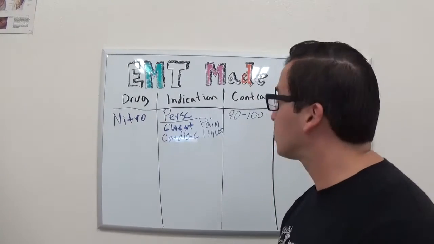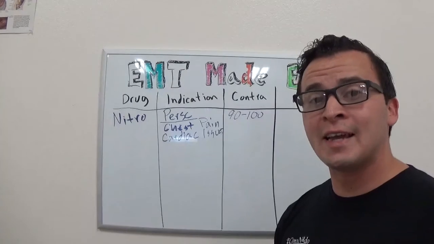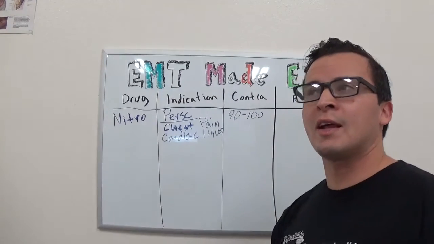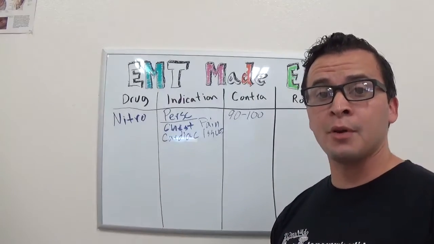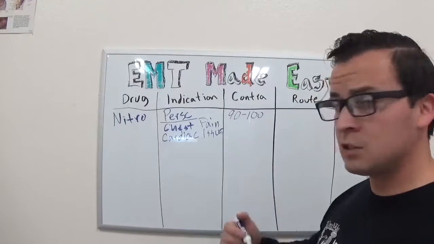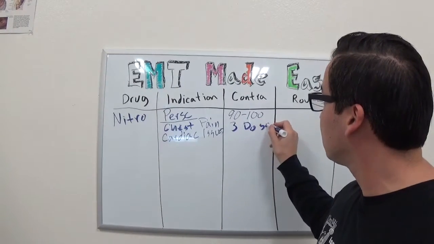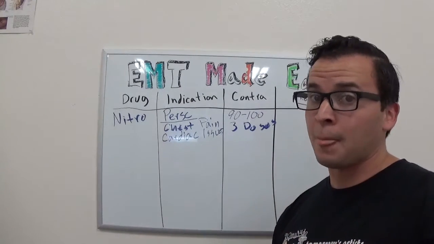Another one. Another contraindication would be if my patient has already taken 3 doses of nitroglycerin within, I believe it's 24 to 72 hours, but reference your textbook for that. But it's about 24 hours. So ask your patient about 3 doses. So 3 doses within the last 24 hours. Again, double check me on your textbook.